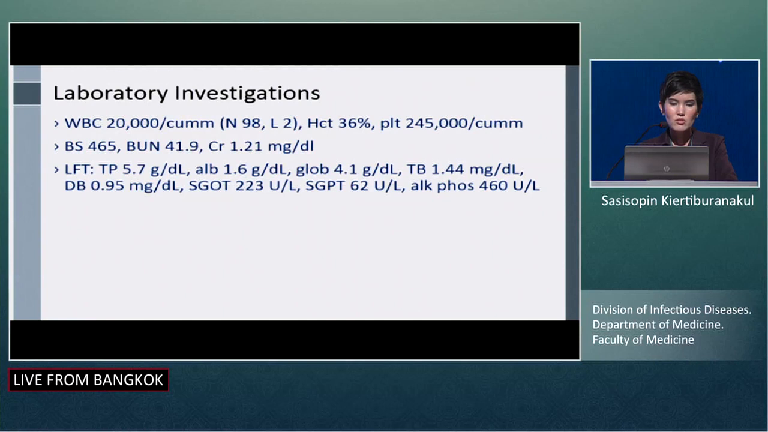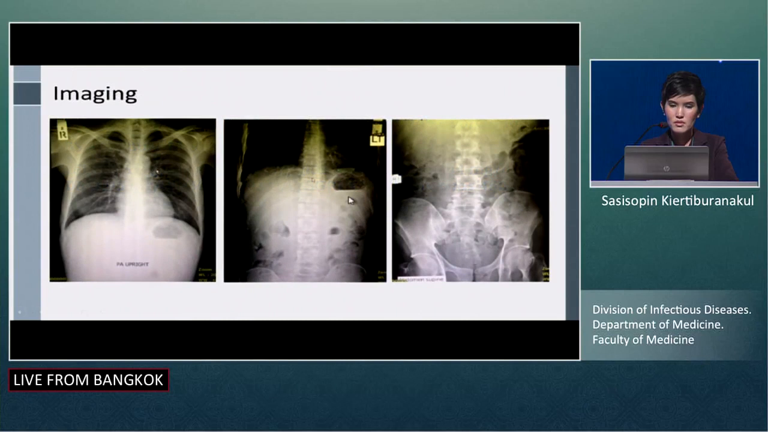The lab shows leukocytosis up to 20,000, high sugar because of his uncontrolled diabetes, and a little bit abnormal liver function test. This is a plain film chest X-ray. It looks quite normal. This is a plain abdomen.